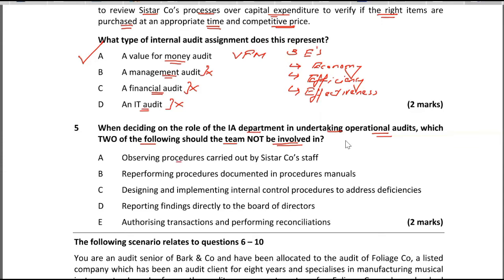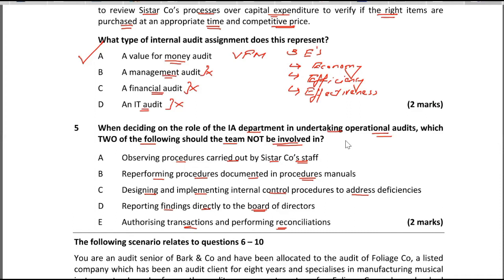Observing procedures carried out by sister company staff. Reperforming procedures documented in procedure manuals. Designing and implementing internal control procedure to address deficiencies. Reporting findings directly to the board of directors. Authorizing transactions and performing recalculations. Which two of the following roles should not be performed by the internal audit team?